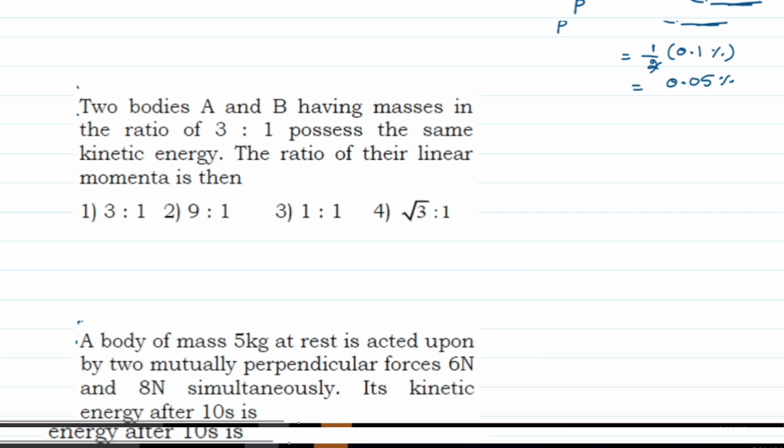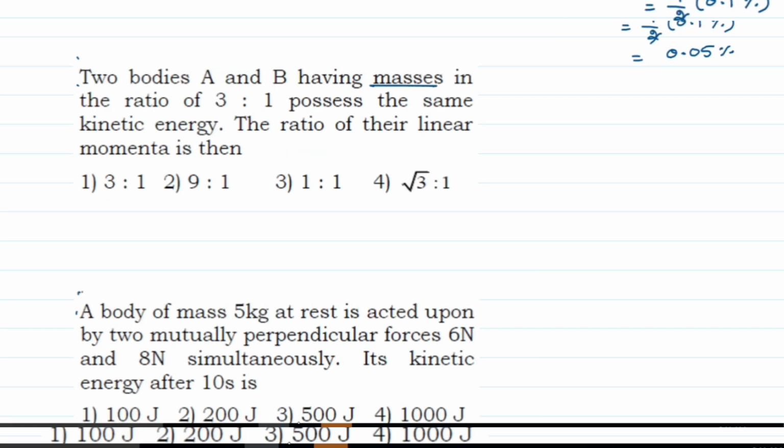The next question says two bodies A and B having masses ratio given as 3:1 possess the same kinetic energy. The ratio of their linear momentum they are asking. Here the masses ratio is given in the question, m1 is to m2 which will be equal to 3:1. They will be having the same kinetic energy. Kinetic energy is the same, and kinetic energy equals the relation P square by 2m.